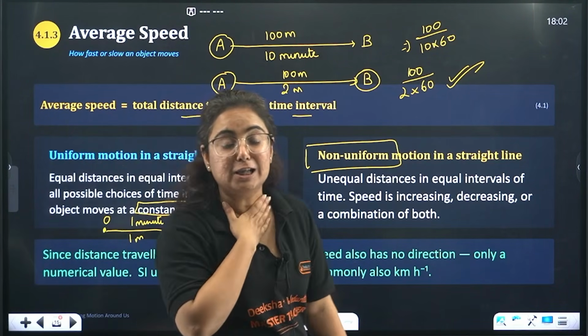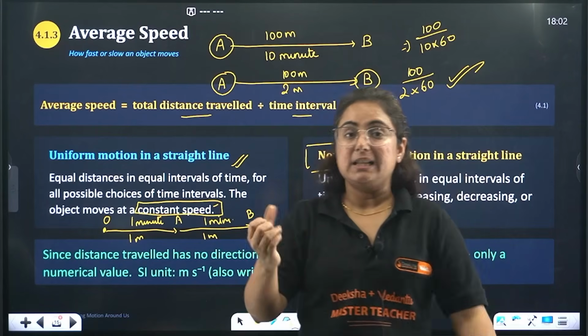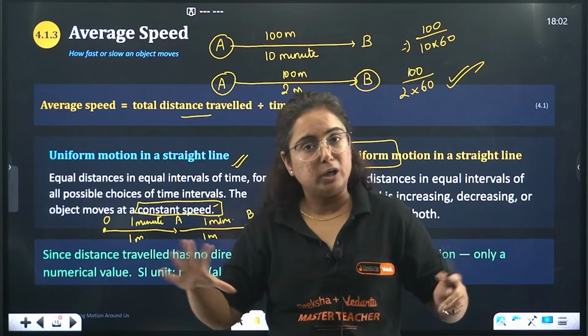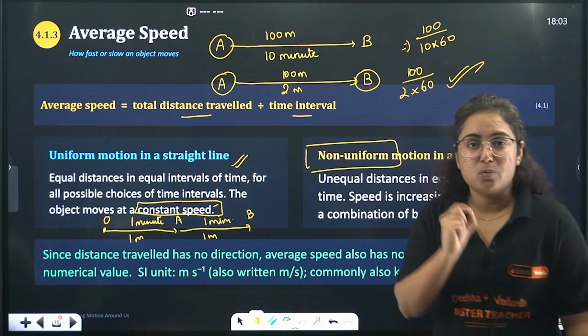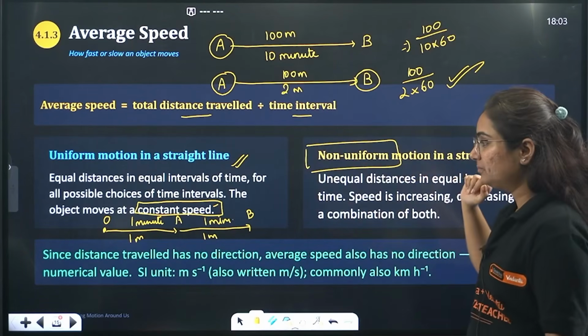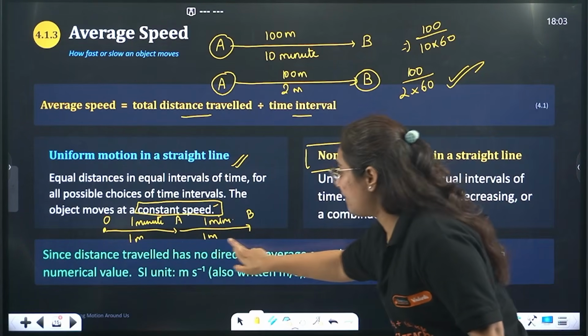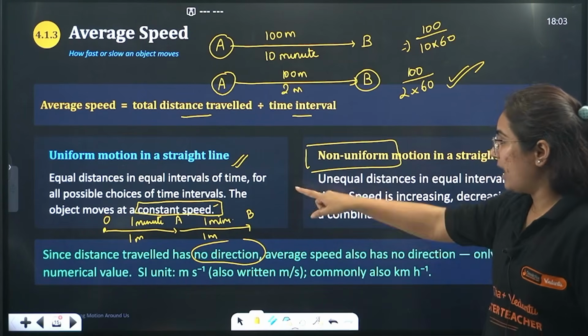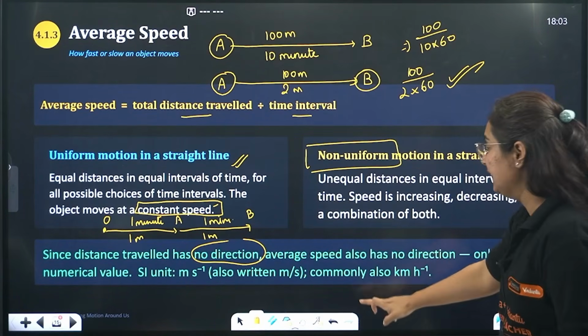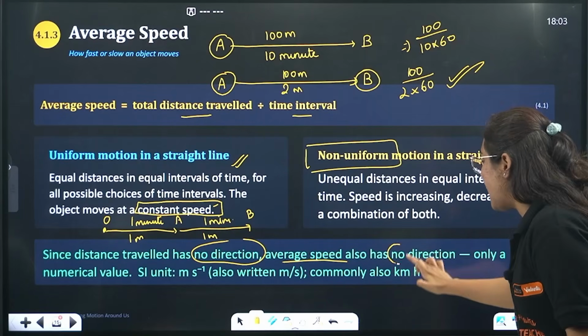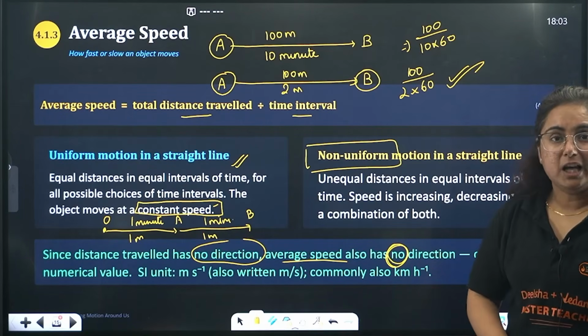Bacha, we are right now studying motion in a straight line. There are 3 types of motion, but you are not going to study everything in class 9. Majorly what you will study is motion in a straight line. Since distance traveled has no direction, now are we talking about direction anyway? No, you are just moving in a straight line. Average speed also has no direction. What is the definition?